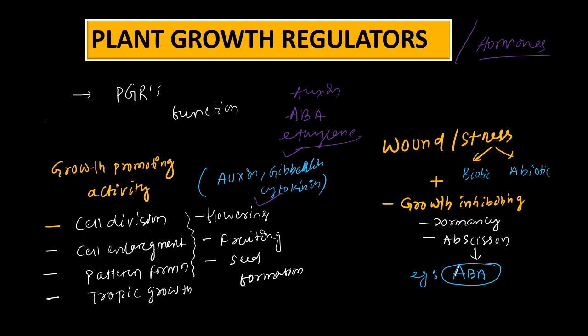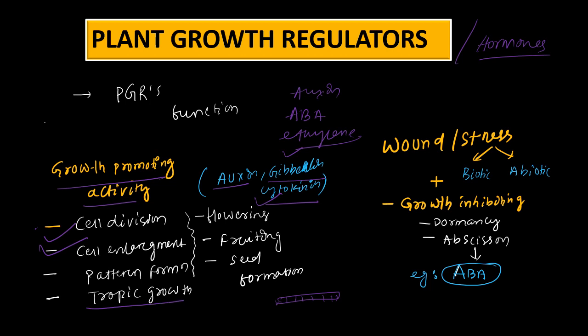One group of hormones helps in growth promoting activity. The major hormones for growth promoting activity are auxin, gibberellin, and cytokinin. What is growth promoting activity? It is activity that finally leads to growth and development. One is cell division: if cells divide, the plant also grows. If cells enlarge, the plant also shows growth. And pattern formation. Pattern formation means we see different patterns formed in a leaf, for example.